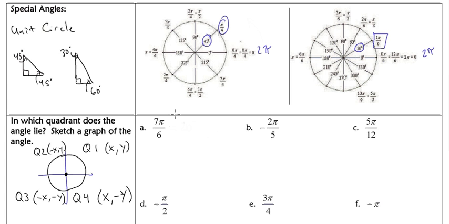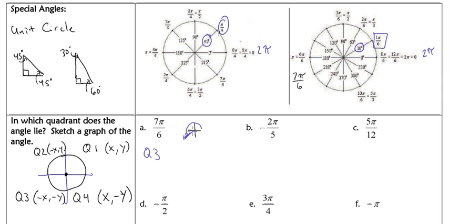So 7 pi divided by 6 is right over here. This is 7 pi divided by 6. And if we think about this in our graph, let's sketch it out real quick. That is in the third quadrant. That's right here. This is the third quadrant. So which quadrant is it in? It's in quadrant 3.